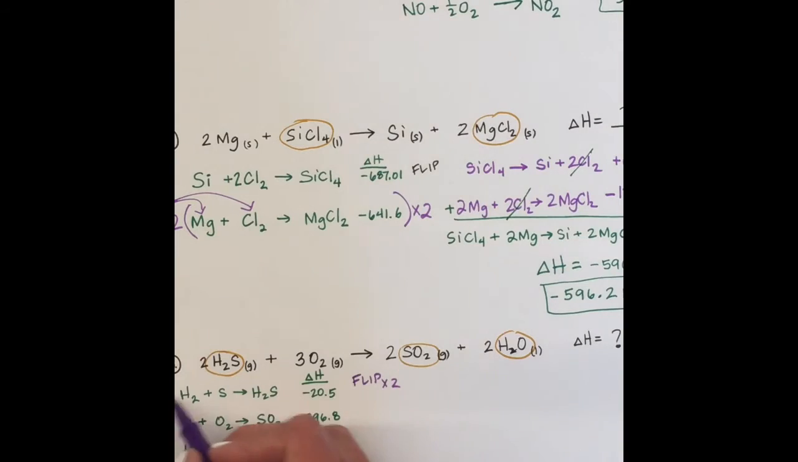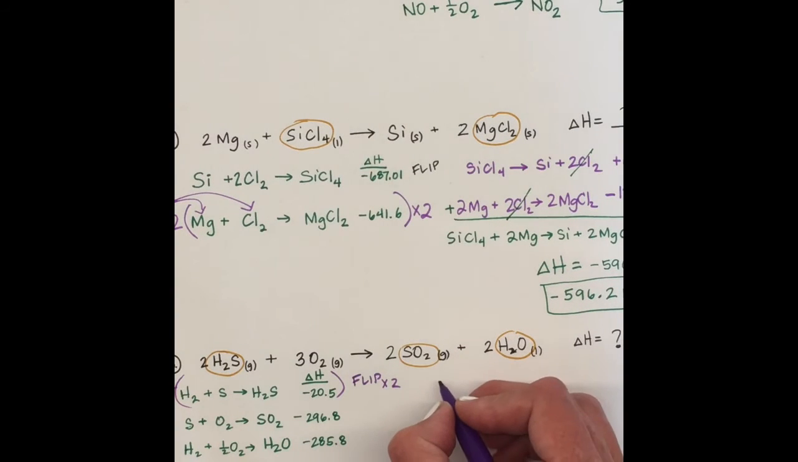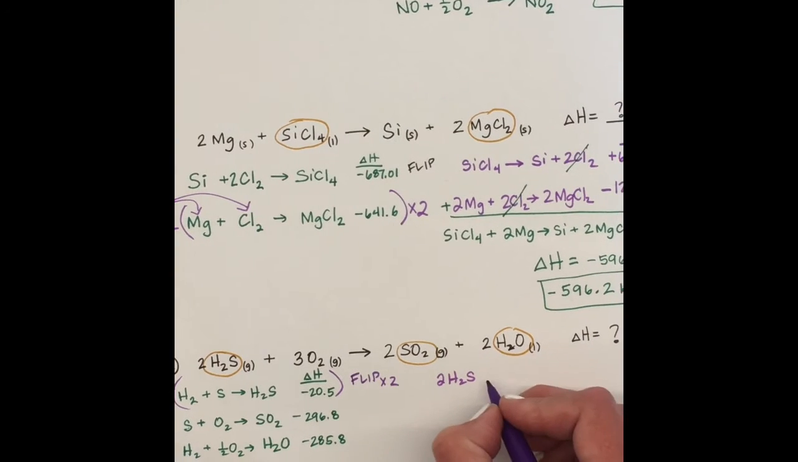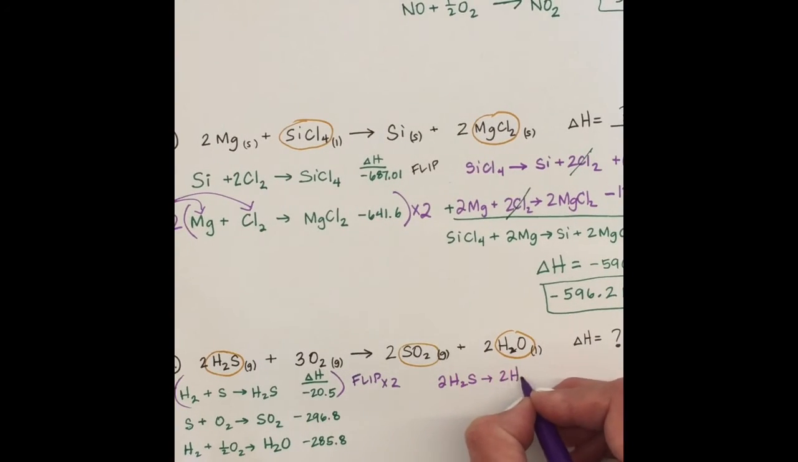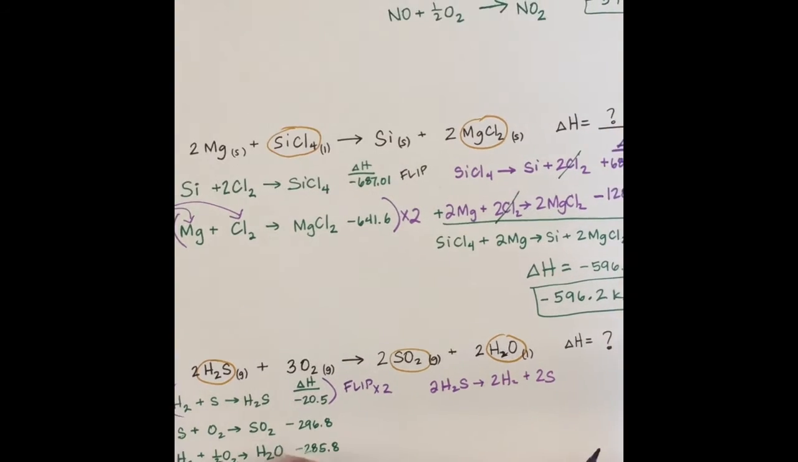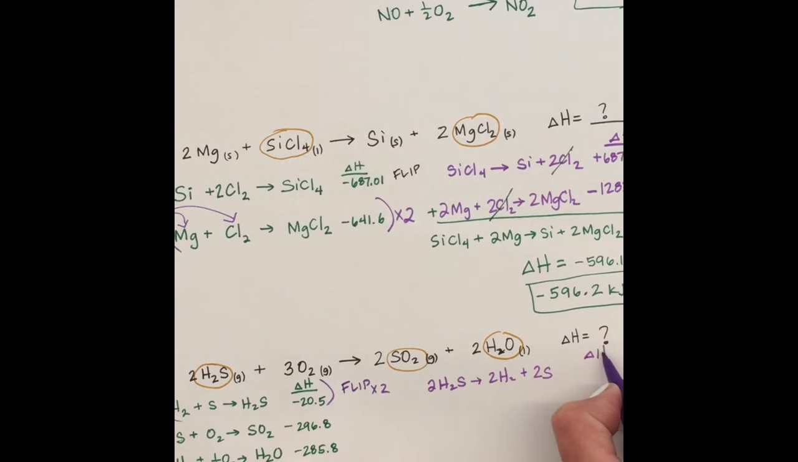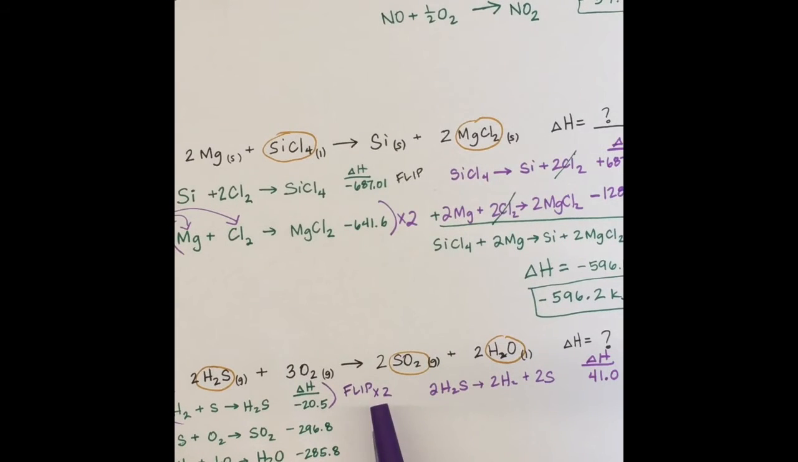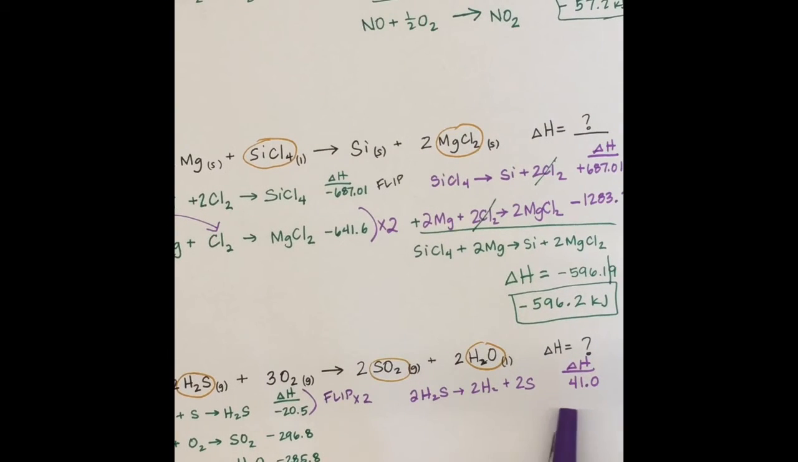And it looks like this. Everything in here is times 2, and I'm simultaneously flipping this. So I get 2 H2S makes 2 H2s plus 2 sulfurs. And my delta H for that reaction is now positive 41.0. I flipped it, so I changed the sign, and I double it because I times everything by 2.